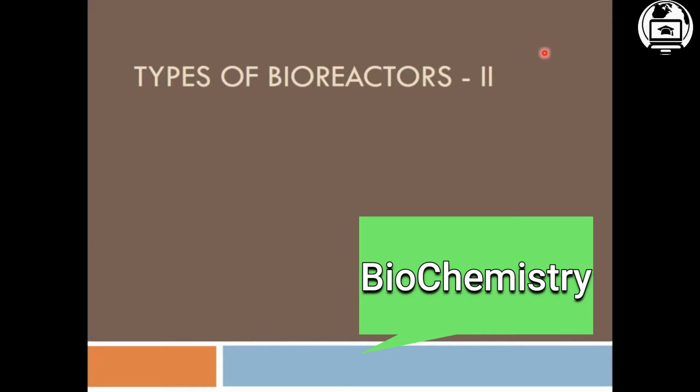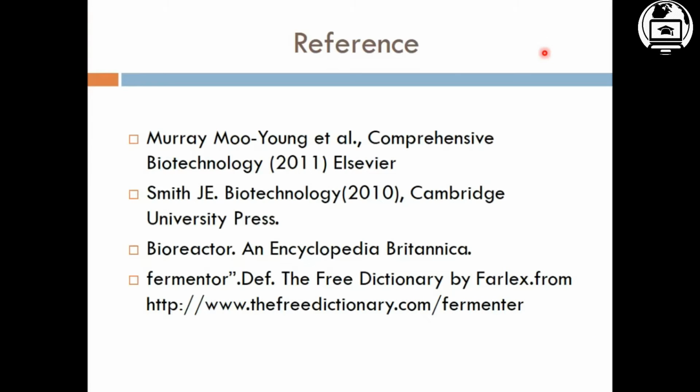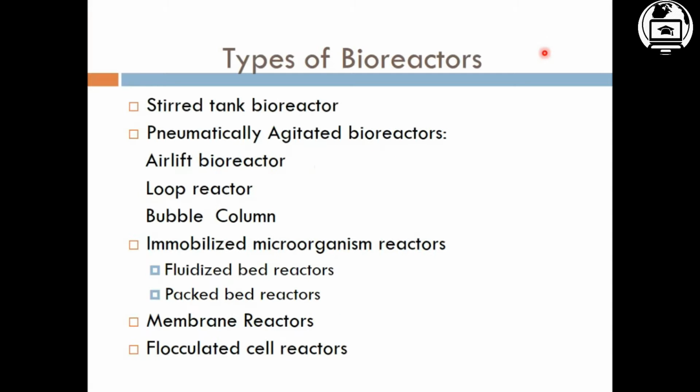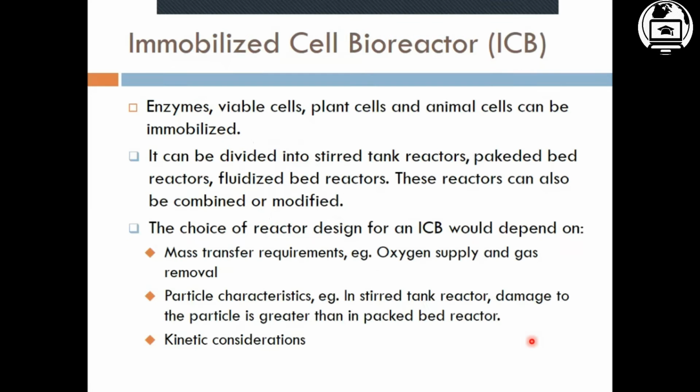Now we are going to discuss further types. The references are again similar. In the last lecture, we discussed stirred tank bioreactor and pneumatically agitated bioreactor, in which airlift bioreactor, loop reactor, and bubble column bioreactors are discussed. Now we are going to discuss immobilized microorganism reactor, in which there are further types, and then we will discuss membrane bioreactor and flocculated cell reactors.